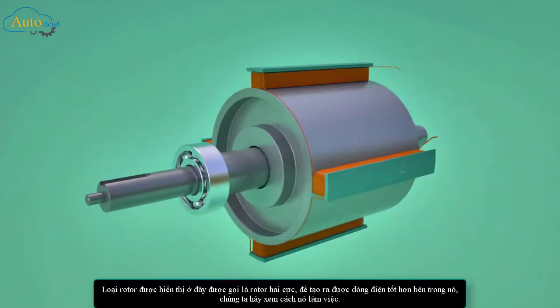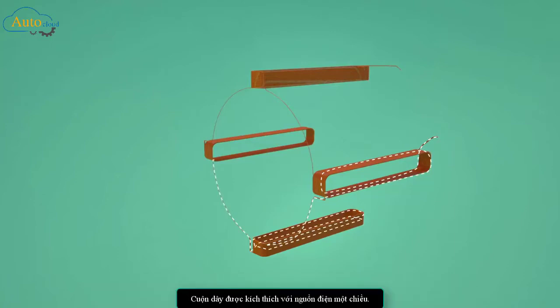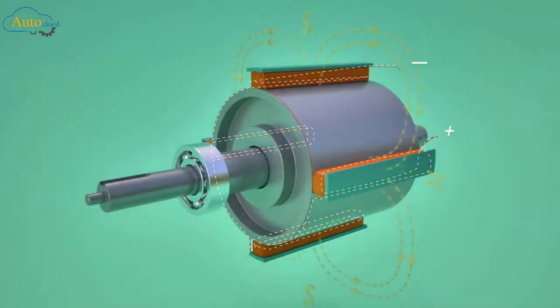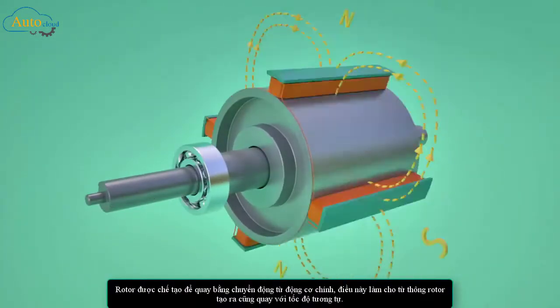Kind of rotor shown here is known as salient pole rotor. For gaining better insight of its working, let's consider a rotor with just 4 poles. Rotor coils are excited with a DC power source. The rotor is made to rotate by a prime mover.